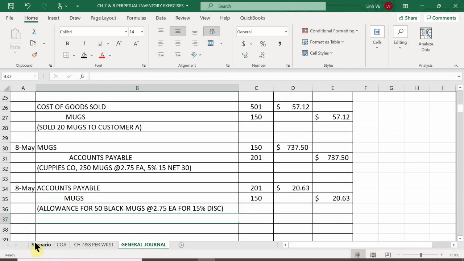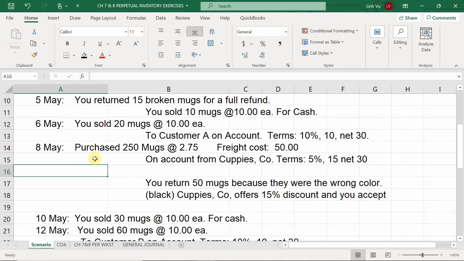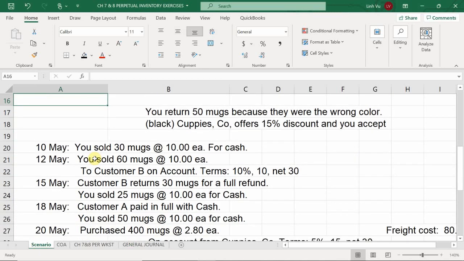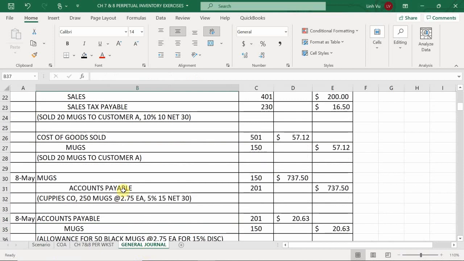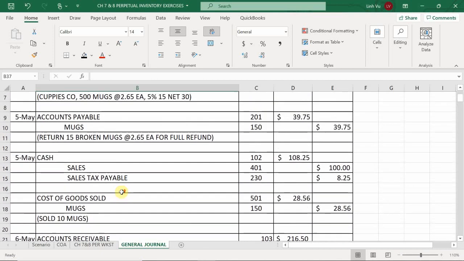All right. So let's go ahead and see what has happened next. It is now May 10. So what happened on May 10? Sold 30 for $10 each, $300. Okay, so good, $300. 30 times 10 is $300. So let's plug that in here. We sold it for cash.